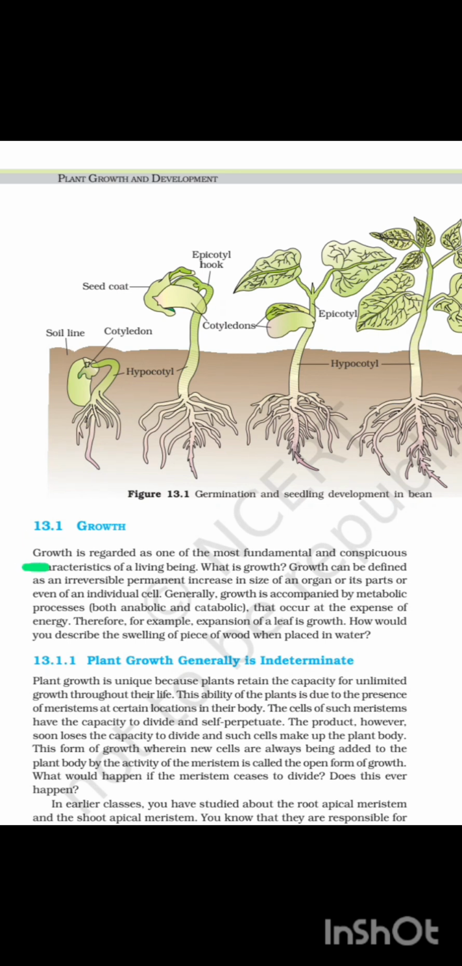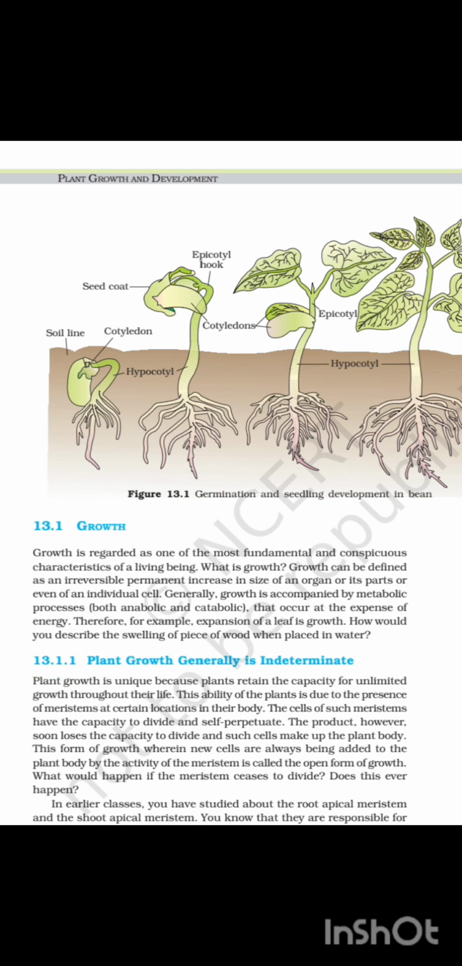13.1 Growth. Growth is regarded as one of the most fundamental and conspicuous characteristics of a living being. What is growth? Growth can be defined as an irreversible permanent increase in size of an organ or its parts or even of an individual cell. Generally, growth is accompanied by metabolic processes, both anabolic and catabolic, that occur at the expense of energy. Therefore, for example, expansion of a leaf is growth. How would you describe the swelling of a piece of wood when placed in water?